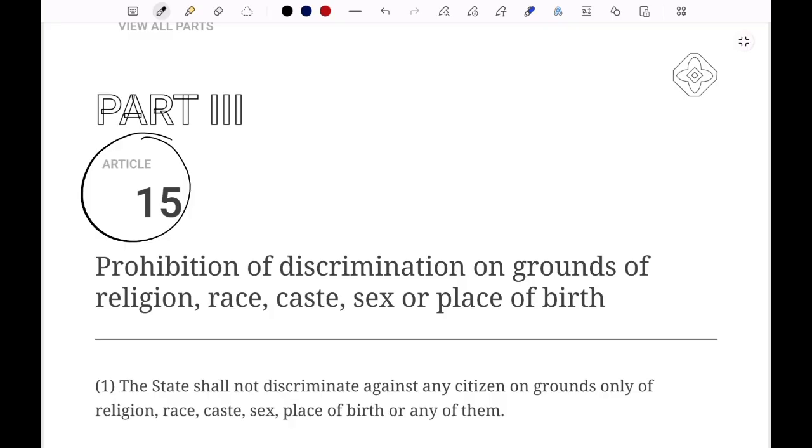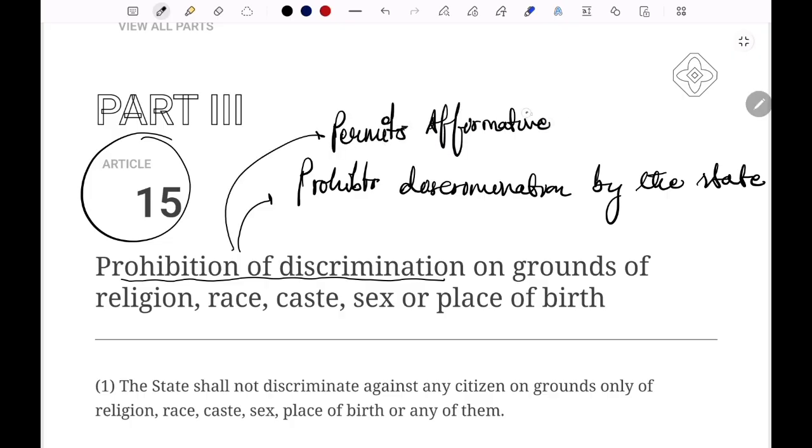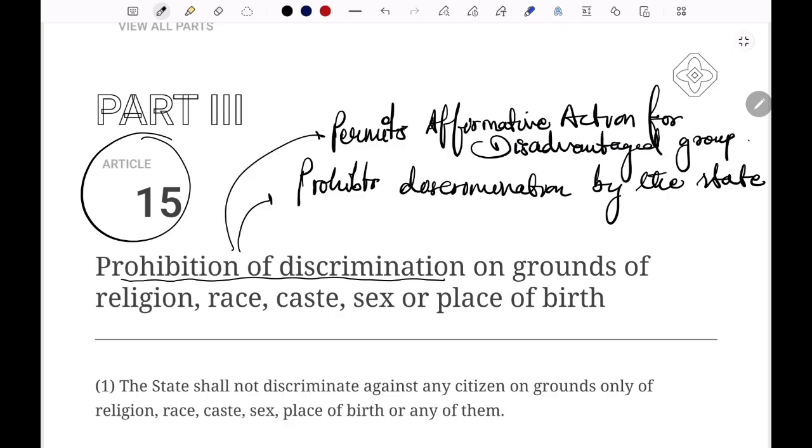Okay, now what is the purpose of article 15? That is to prohibit discrimination by the state. Prohibit discrimination by the state, and to protect citizens from social exclusions. Article 15 permits affirmative actions for disadvantaged groups. Now there are 6 clauses in article 15, so we will read each clause one by one and try to understand what was actually in each clause.